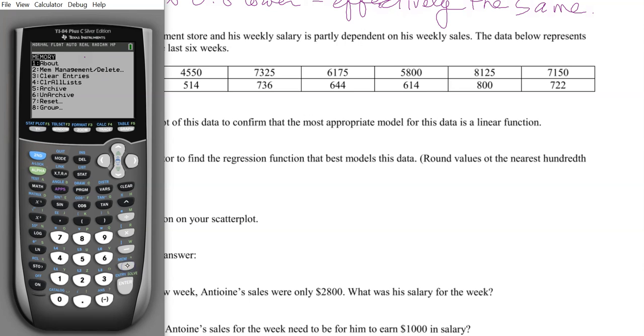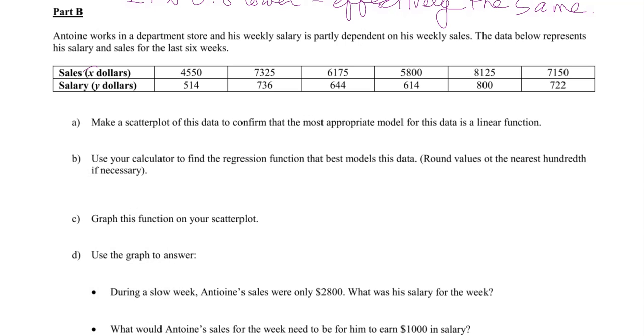Second function, memory, go into number 4, clear all lists, and clear all of the lists. So just clear everything out of the list. Makes it easier to enter. So notice they give you the X and the Y, right? So that's L1, L2.